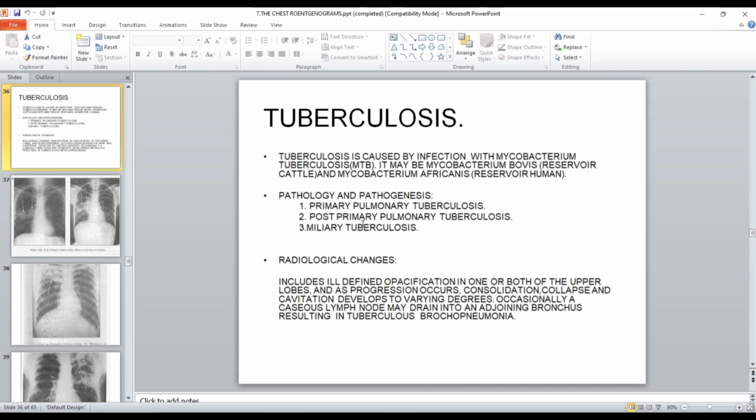Tuberculosis. Tuberculosis is caused by infection with Mycobacterium tuberculosis, which may be bovis or humanis. There are three types of tuberculosis: primary tuberculosis, secondary tuberculosis, and then miliary tuberculosis.